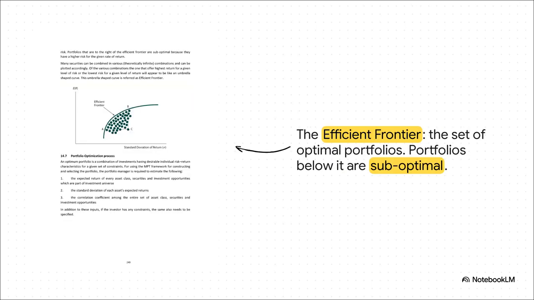But here's where the magic happens. When you combine assets that don't move in perfect sync, you can create these new portfolios that are just better. You can get a higher return for the same risk or less risk for the same return. And when you plot all of the best possible combinations, you get this curve called the efficient frontier. Any portfolio on that curve, like B, is efficient. Any portfolio below it, like A or C, is suboptimal. I mean, why would you ever pick A when you could just move straight up to the curve and get a higher return for the exact same risk?